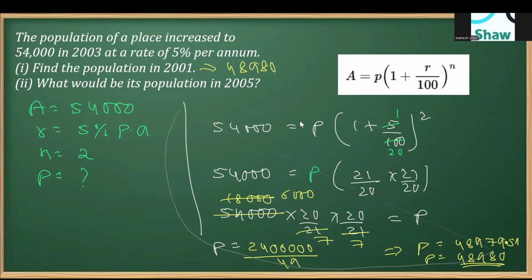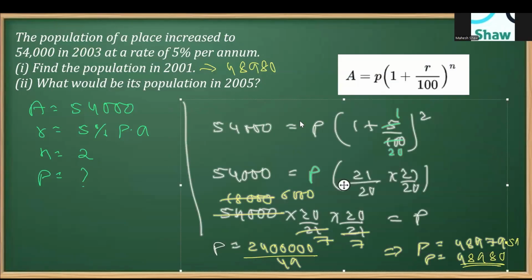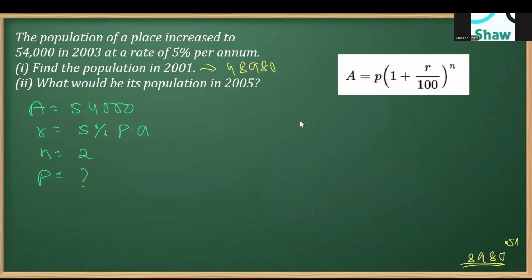Now coming to the next part, what you can see over here in the second part, say we know the population of 2003 and then we have to determine the population of 2005, keeping the same rate of interest.